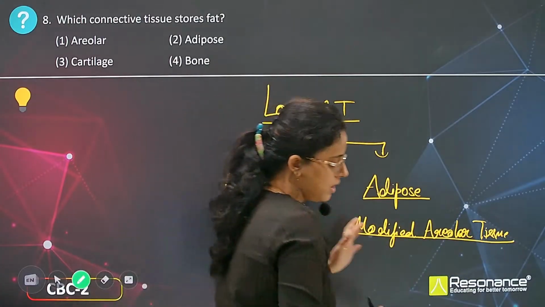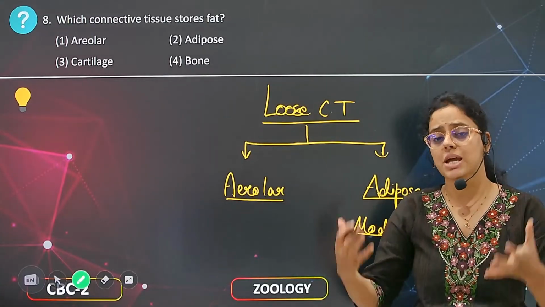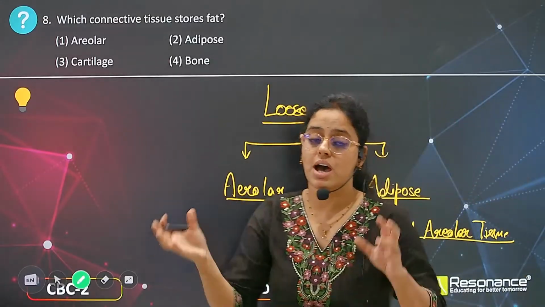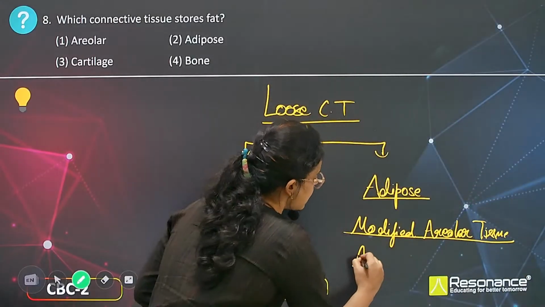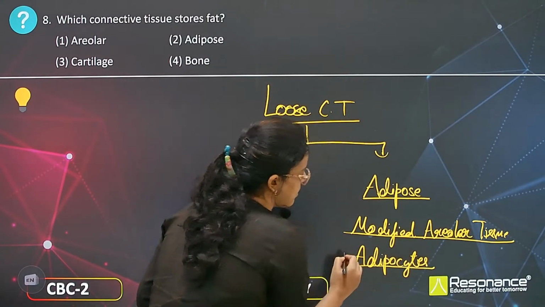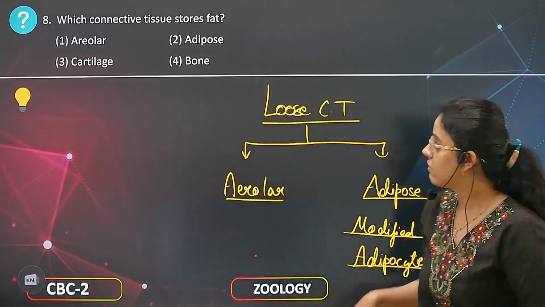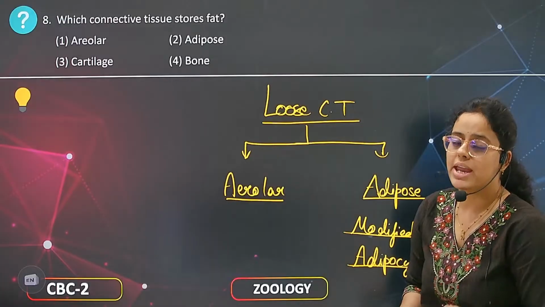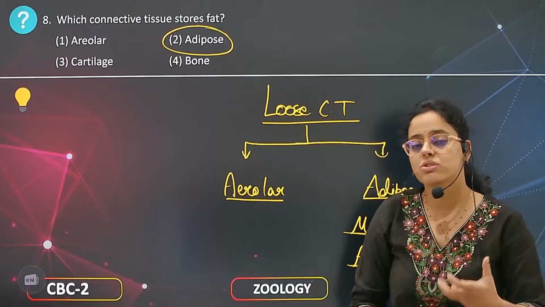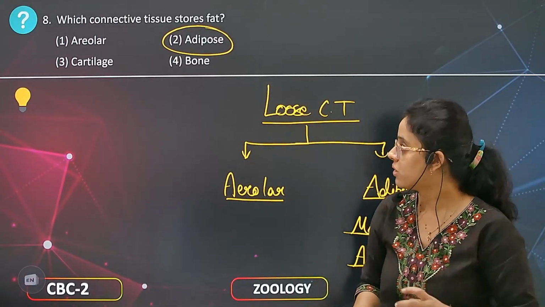Areolar tissue consists of fibers, matrix, and various types of cells. Again, this is modified, and it consists of another type of cells called adipocytes, which store fat. So this fat is stored by adipose tissue. Here our answer is adipose tissue, which consists of adipocytes that store the fat.